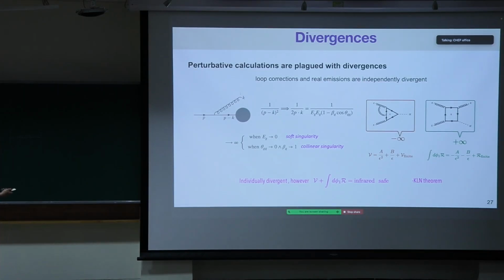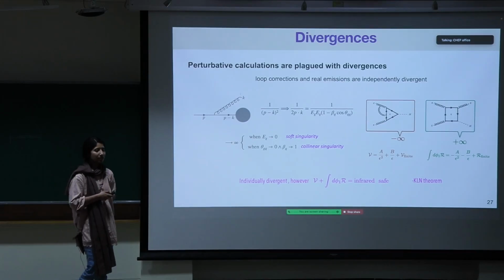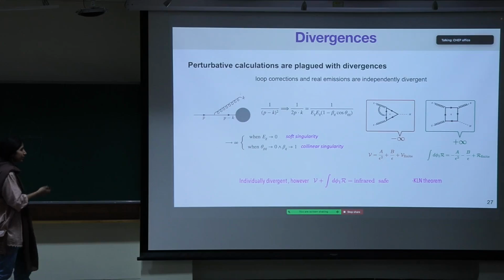So another problem that we have is the divergences. We can get divergences coming from the ultraviolet and the infrared region. For example, for the ultraviolet, it is when the loop momentum is much larger, and then we can use renormalization in order to deal with that.